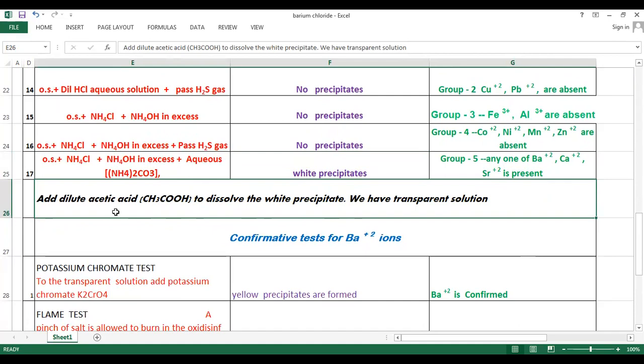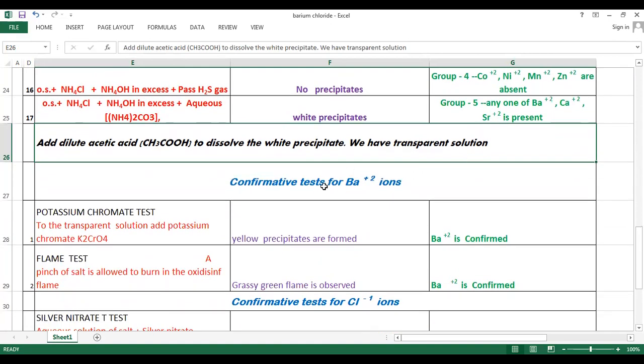We will add the dilute acetic acid to the white precipitates, and as we add dilute acetic acid, these white precipitates will dissolve into it, and we will have a transparent solution. In this transparent solution, my dear students, we will perform the confirmative test for our Ba+2 ion, and we are going to perform the potassium chromate test and the other test. So let us have a look at it.